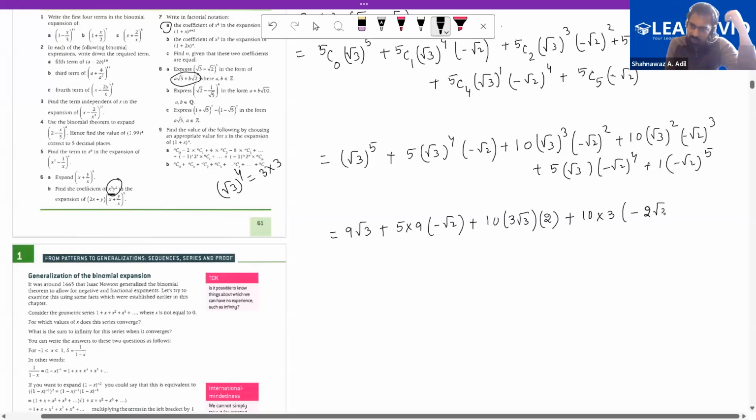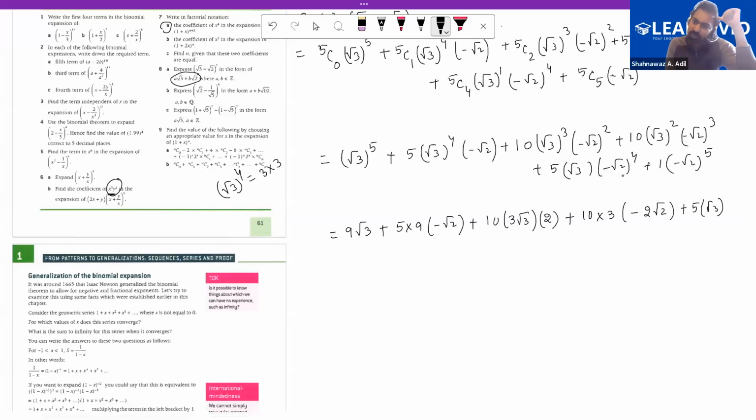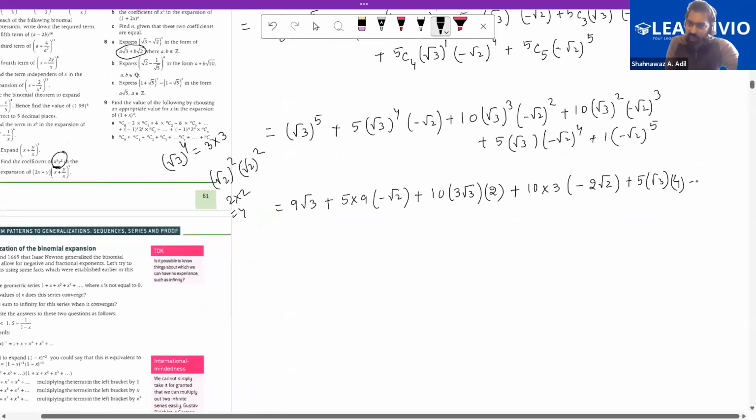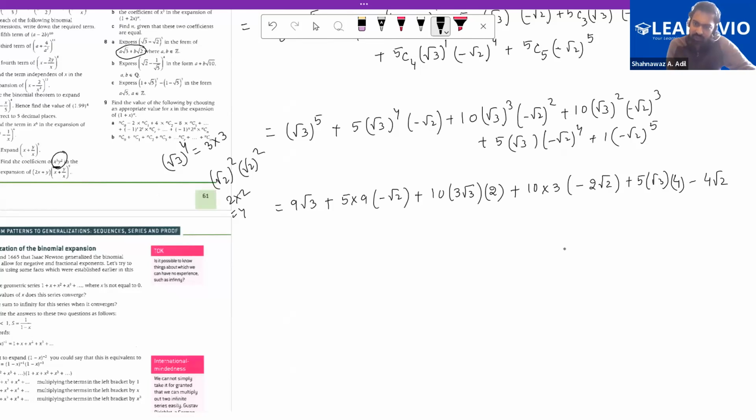Yes, absolutely correct. So 2 root 2, and then this one is 5 root 3, and then minus root 2 power 4. How much would be this? Not 4 root 2, sorry, just 4: root 2 square is 2 and root 2 square is 2, so 2 into 2 is 4. And then we can directly write that this is minus 4 root 2, because root 2 power 5 would be root 2 power 4, which is 4, and then into root 2. So 4 into root 2.